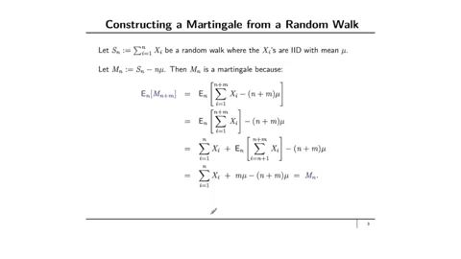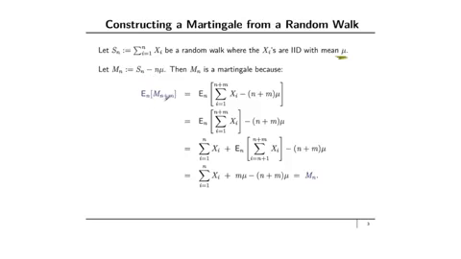Here's our first example of a martingale. We can construct one from a random walk. Let Sn be equal to the sum of the Xi's from i equals 1 to n, where the Xi's are iid with mean mu. Then we can set Mn to be equal to Sn minus n times mu. And in that case, Mn is a martingale. We can see this because of the following.